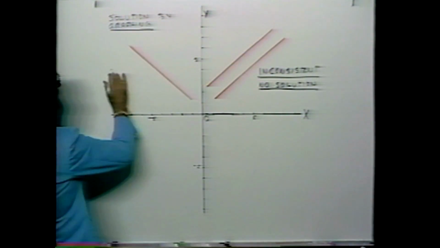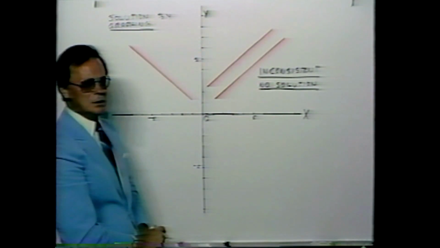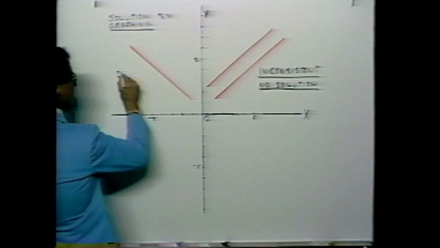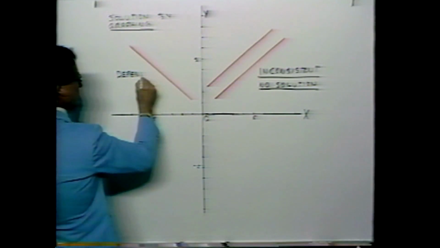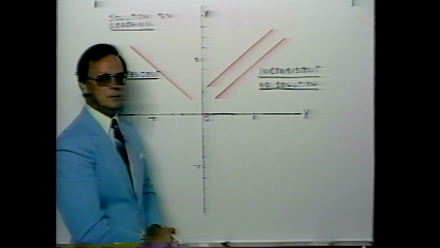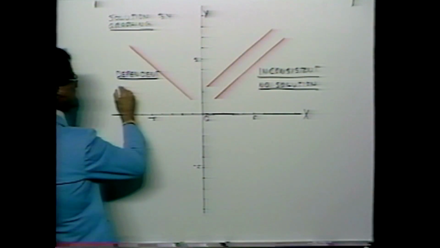So we refer to these types of systems as dependent. I want you to learn this word dependent. You have an infinite number of points that are solutions.